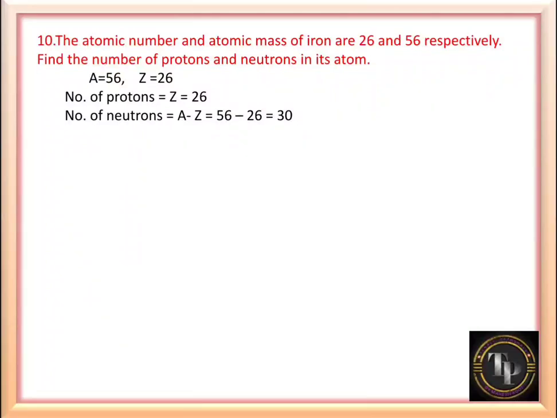If you are unable to understand, remember like this. Z is atomic number, A is mass number. So number of protons is equal to Z, and number of neutrons is equal to A minus Z. Over. Followed or not? Yes, guys.